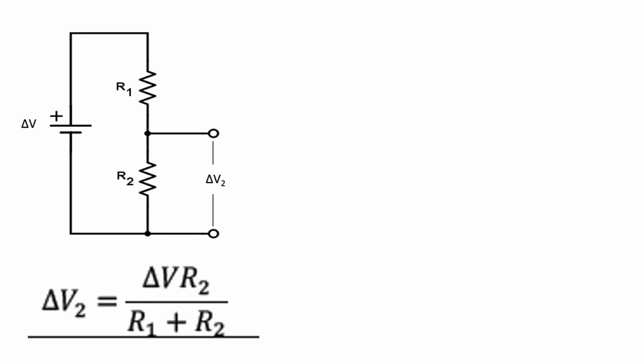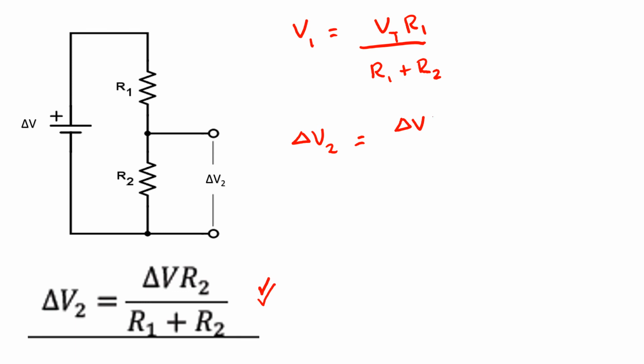Similarly, if this is the equation to solve for V2, then V1 is equal to the total voltage times R1 divided by R1 plus R2. Or we could say delta V1 is equal to delta V, the total voltage, times R1 over R1 plus R2. And that concludes this tutorial.